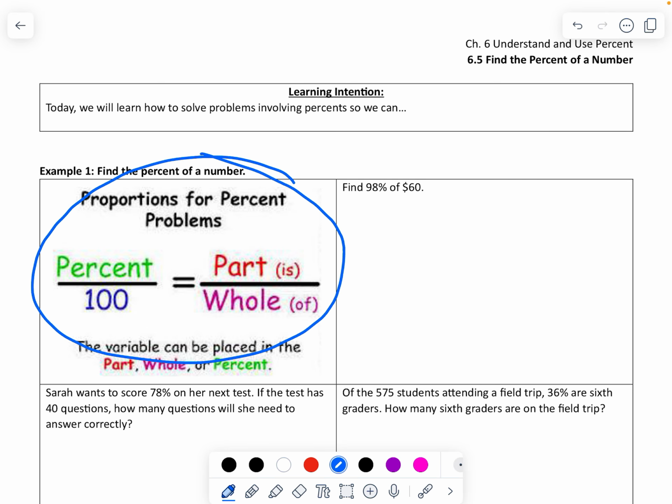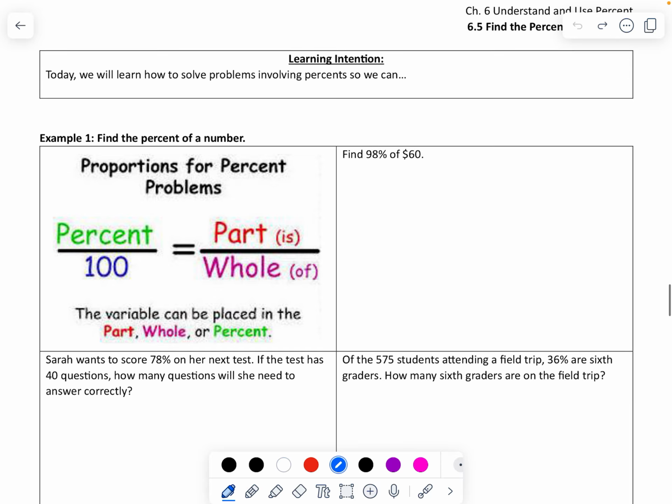Okay, so you should be familiar with setting these up like this because this is how we've been converting. This is how we've been using unit rates, all of those things. So we've been doing this for the past few weeks. I'm just going to show you a different way to solve the proportion than we have been.